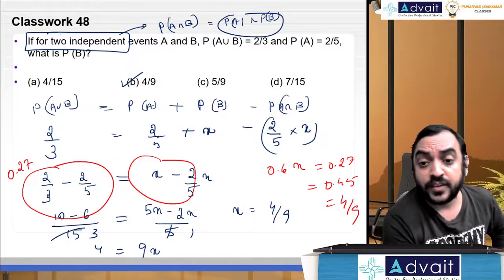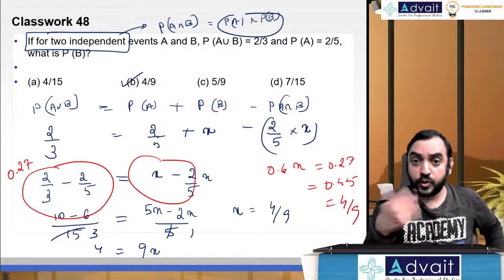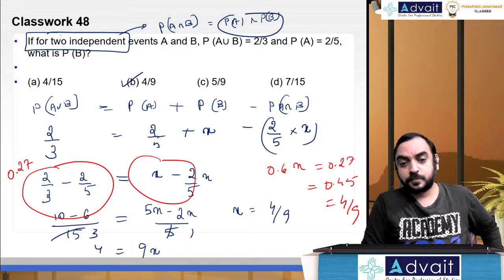So there you don't tell, sir, we are getting 0.45, but 4 by 9 is 0.44, not matching, sir. When you're doing decimals, rounding off will happen. So you should select the closest one.